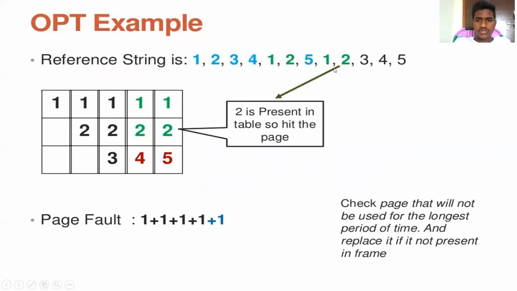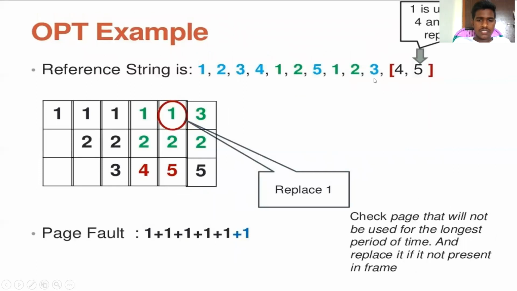And next is 2. 2 is also there in this frame, so 2 is also a hit bit. Next, 3: we have to replace this 3 with one of these 3, 1, 2, 5. Here if you check in this list, 4 and 5 are there next. After the 4, 2 is there; 2 is not there here, but 1 is there. Here we have the problem.